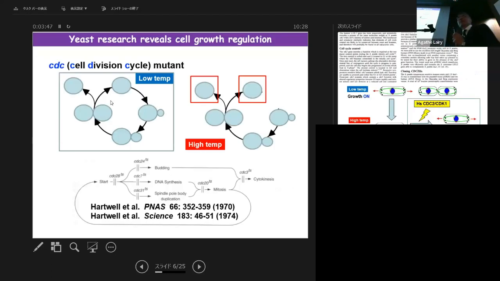In the late 1960s, Dr. Hartwell started to isolate CDC mutants, cell division cycle mutants, which arrest at a specific phase of the cell cycle. And he showed the genetic map of cell cycle progression. And he concluded that the cell cycle progression is regulated by genes.